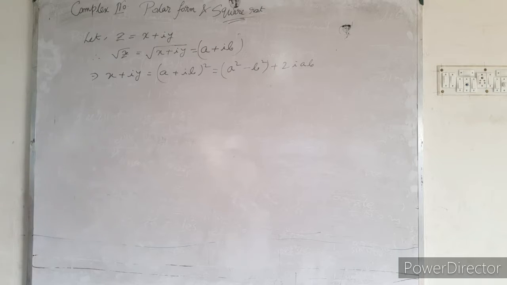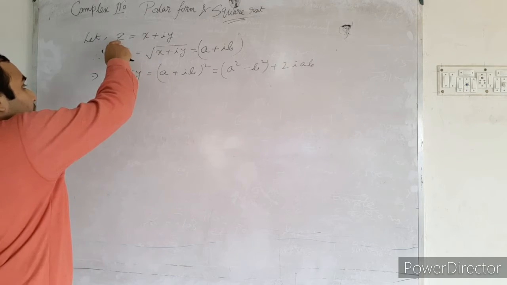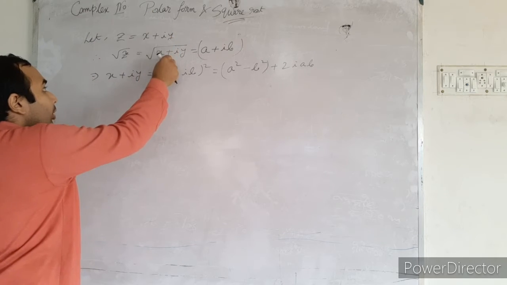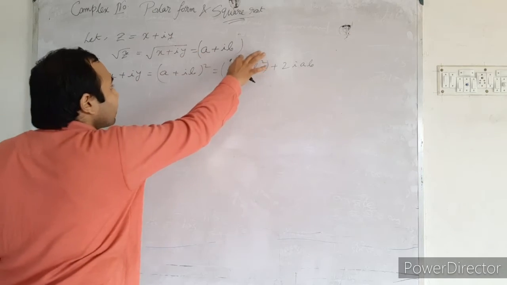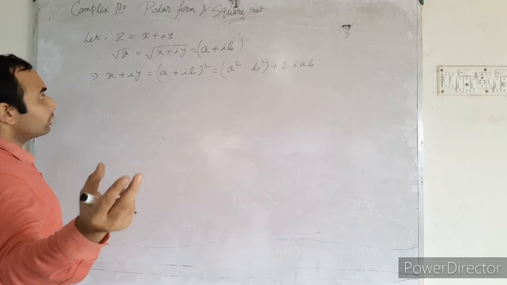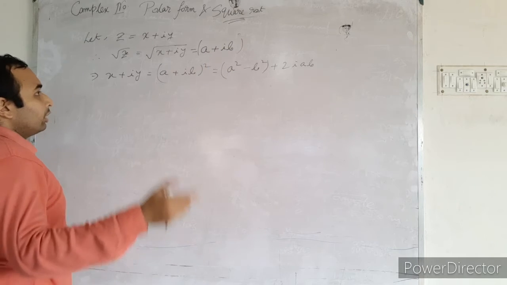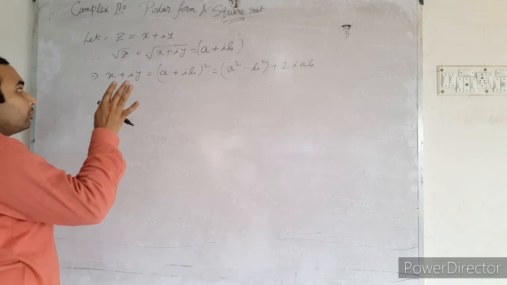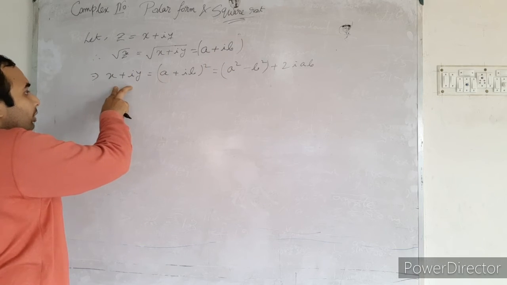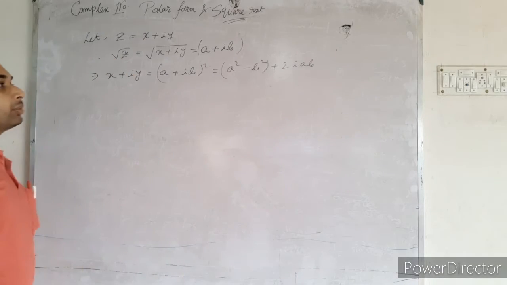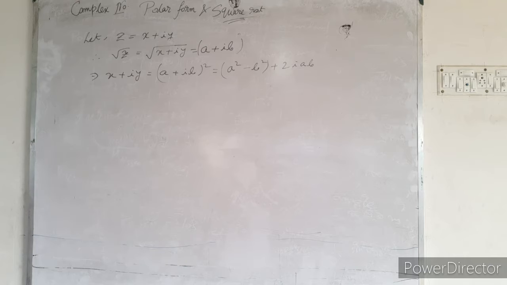Now what have we taken? Again, see, this was the original complex number. We have taken the root of that complex number as a representation of another complex number, that is a plus ib. Now we are squaring both sides. So here it is x plus iy, and we are getting a square minus b square plus 2iab.